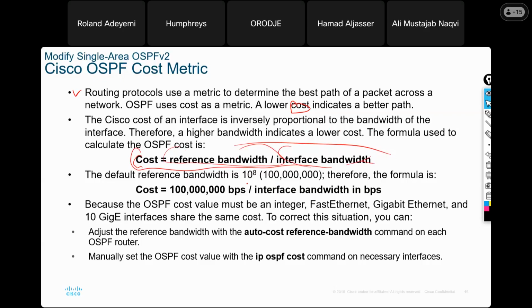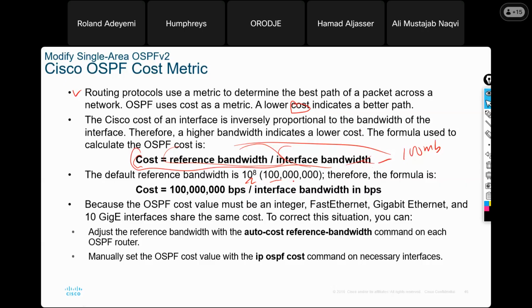And our default reference bandwidth is 10 raised to the power 8, which is 100 million. 100 million is like 100 meg. So this is the challenge here. Let me tell you this. When they came out with OSPF, the formula can only take care of 100 meg speed, 100 meg in bandwidth. It can only work with 100 meg of bandwidth.